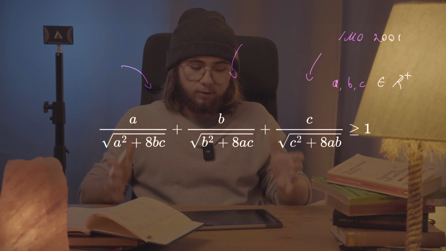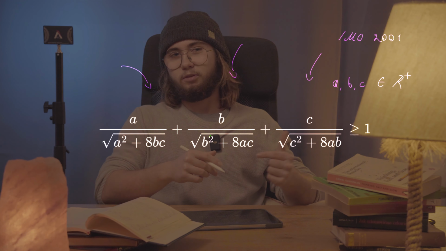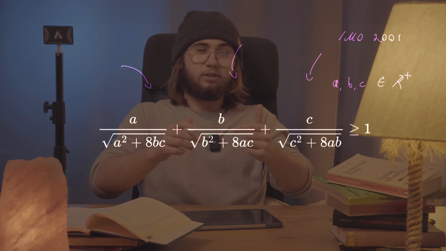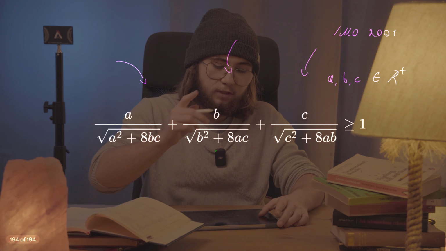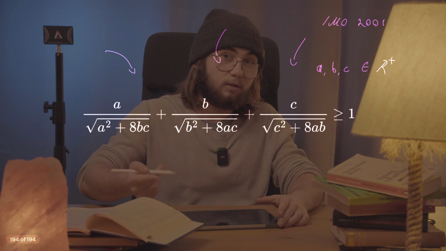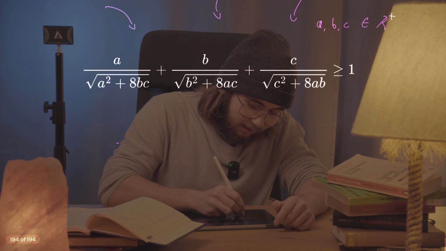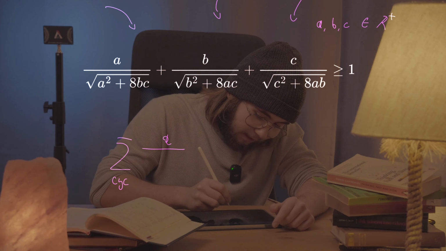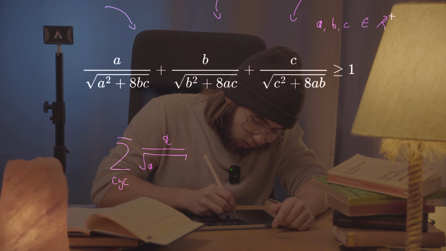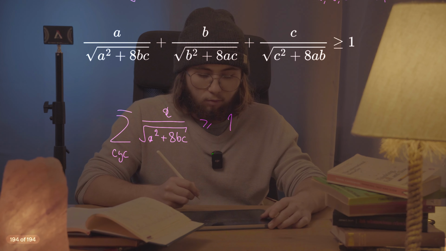Okay, so how are we supposed to use Hölder's inequality? First of all, let's rewrite this entire sum in terms of sigma notation, and precisely speaking, in terms of cyclic sum notation that I talked about a few videos back. If you have no idea what I'm talking about right now, just go and check it out. It's going to look like this. It's going to be the cyclic sum of a divided by the square root of a squared plus 8bc, which is supposed to be greater than or equal to 1.